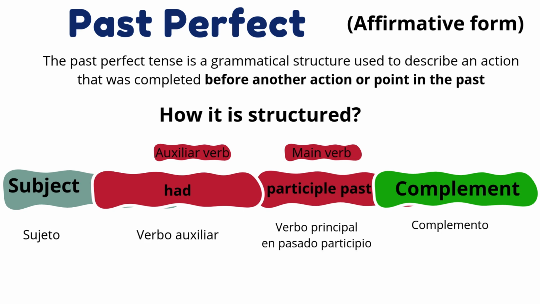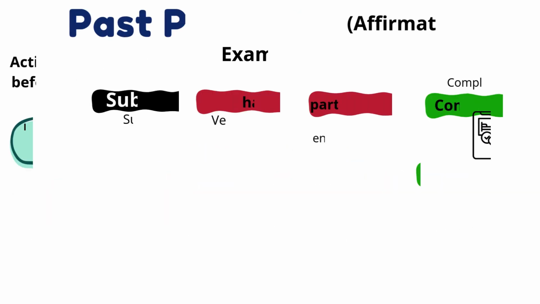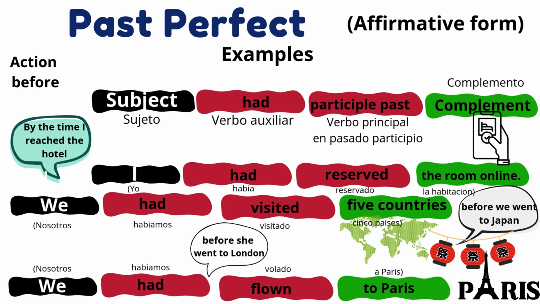Okay, next. Affirmative form. In the affirmative form, how is it structured? First, we have a subject. Remember, your subject can be the name of a person, a personal pronoun, or a noun. After that, you need the auxiliary verb had. After that, you need the main verb in past participle. And the last one, your complement. For example, let's check some examples about this.